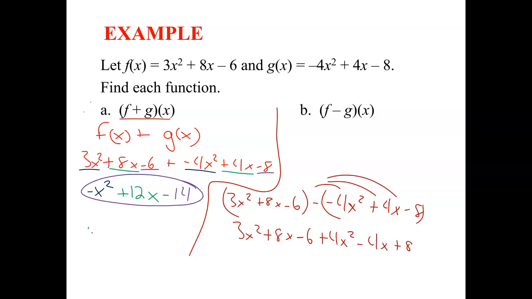3x squared plus 4x squared. 8x minus 4x. 4x. Negative 6 plus 8. 2. Yeah. Add, subtract. Right.